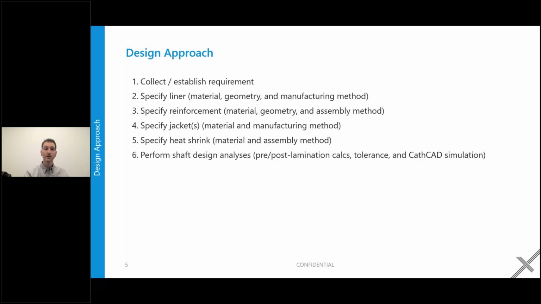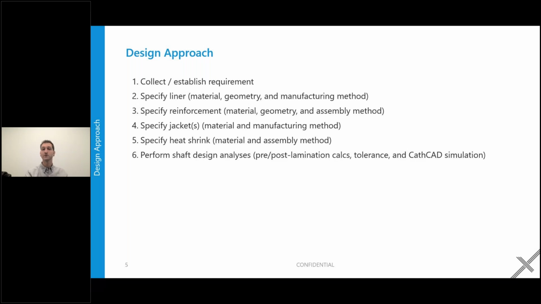So we'll want to specify the liner. That's the material, the geometry of the liner, and the manufacturing method of that liner. We'll go into a little bit more detail on that in a minute. We're going to specify the reinforcement layer. Again, what material type are we talking about? Are we talking about braid? Are we talking about coil? A combination of the two? What are the geometries of those materials?